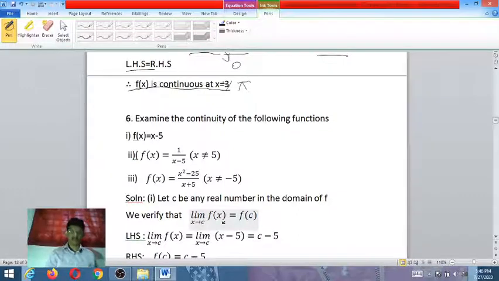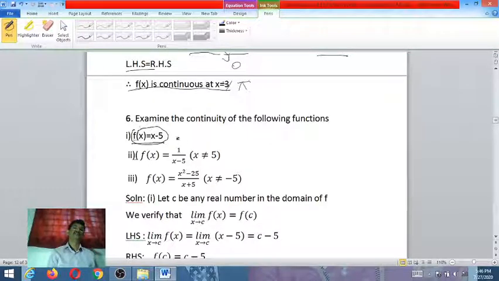Come to the next problem. Examine the continuity of the functions. Now look at these functions. These problems are a little bit different from the other problems. Whether any point is given here, examine the continuity of the following function f of x equals, first one is x minus 5. Whether it is given at 5, at 2, at 3, nothing is given here. It is just given that you discuss the continuity of the function f of x equals x minus 5.